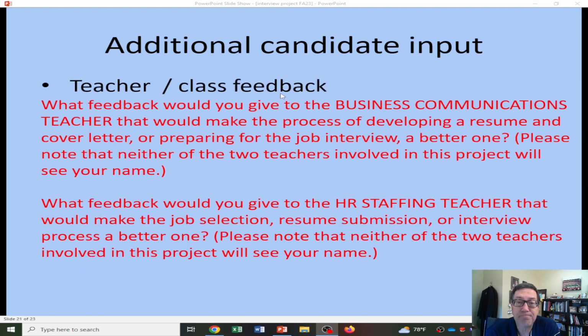I also want to get information and feedback for me and for the business communications teachers. So I'm going to ask them what feedback they would give to their communications teacher in terms of how well they were prepared, and what feedback they would give me in terms of how well they think you are prepared. And the teachers, including me, take this feedback and really use it to get better in this process.